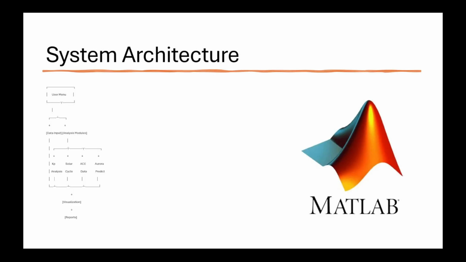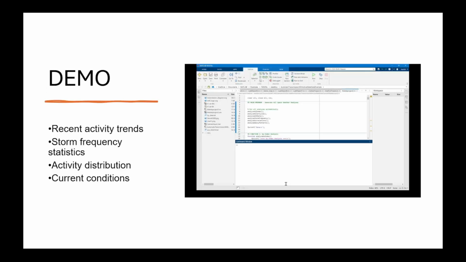System architecture. The system uses a modular architecture with 6 analysis options. Each of the options are graphs. Each module handles specific aspects of the space weather monitoring system. Here is a demo of how the program works.